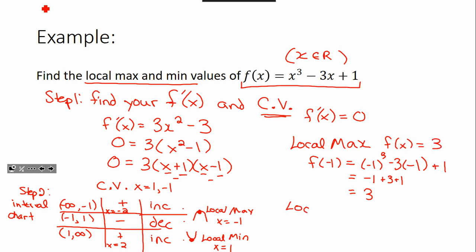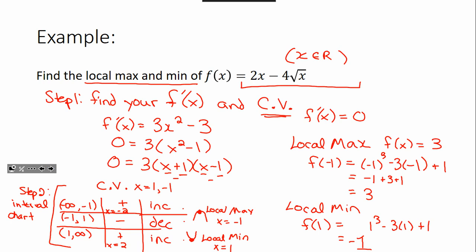Now our local min, we're going to put in our +1. We get 1 cubed minus 3 times 1 plus 1. So we're going to get, what is that? -1. And so we have a local minimum of -1 and our local maximum at +3. And that's all we need to do. This chart helps us prove where the local max and min happen. So it's nice to show.